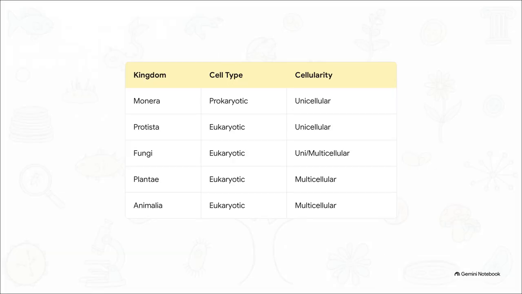When you lay all five kingdoms out side by side, you can see exactly why Whittaker's system succeeded. He didn't just guess, he used strict observable criteria. By looking at cell structure, organization, mode of nutrition, and evolutionary relationships, he cleanly and logically divided life into the five kingdoms we recognize today: Monera, Protista, Fungi, Plantae, and Animalia. It brought a profound sense of order to biology.